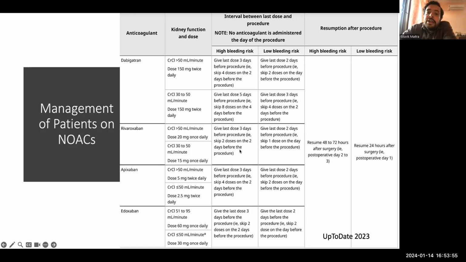Generally, when the risk of bleeding is high, the last dose is given 3 days before the procedure, when the renal function is normal. It depends upon the dose also, particularly in case of dabigatran, when there is compromised renal function, it should be given 5 days before the procedure. When the procedures are minor, it should be given 2 days before the procedure. And depending upon the postoperative bleeding risk, it has to be restarted 48 to 72 hours after the surgery or a procedure in case of high bleeding risk. And in case of low bleeding risk, it can be restarted after 24 hours.